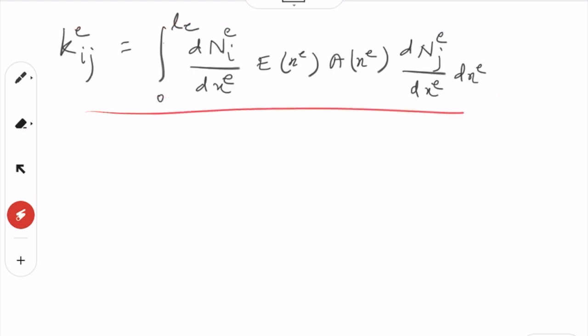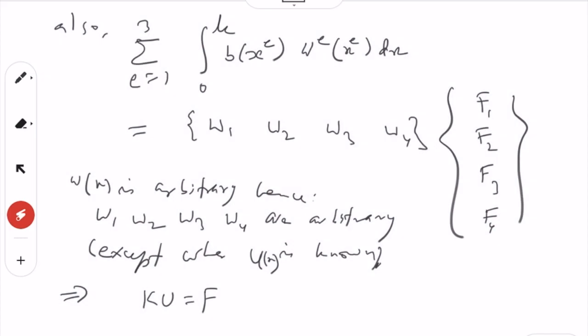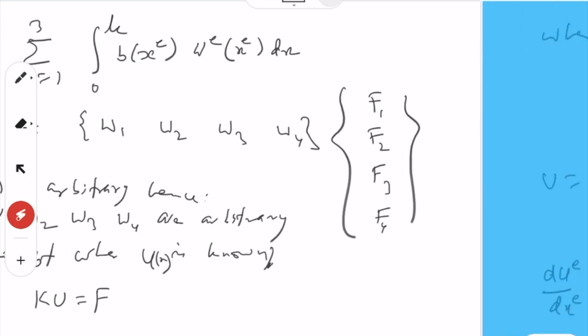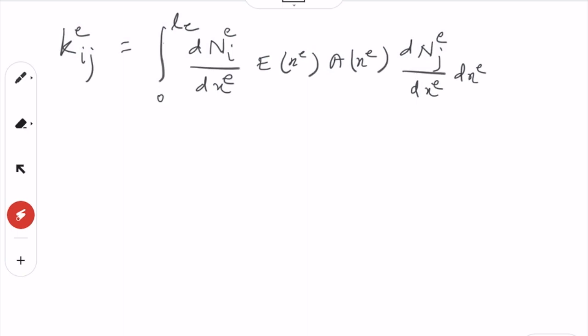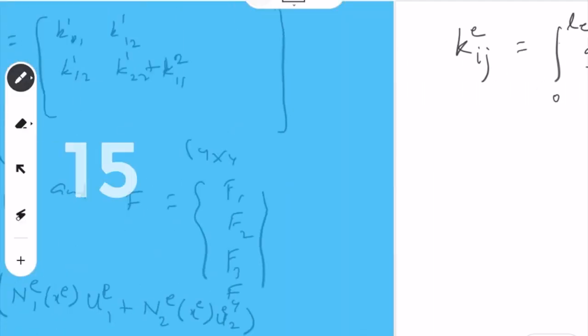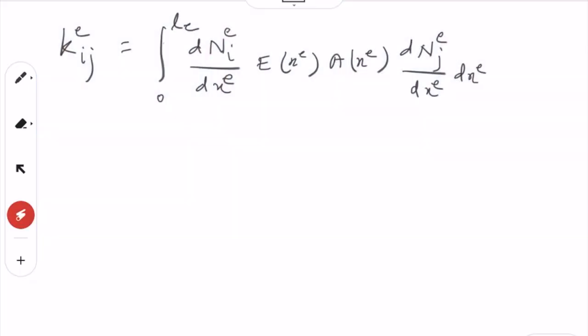These all are coming from the same equation, the weak formulation. The only thing is that we are not using a single polynomial, but 3 polynomials, and if you put those values, automatically you will get K I J. So, if you want to find out K 1 1 1, you put e equal to 1, I equal to 1, j equal to 1, and you will get it.